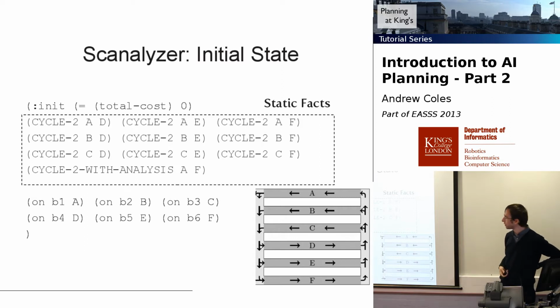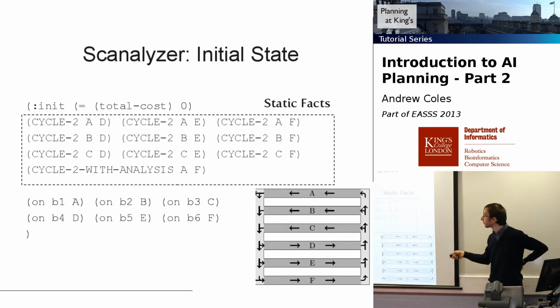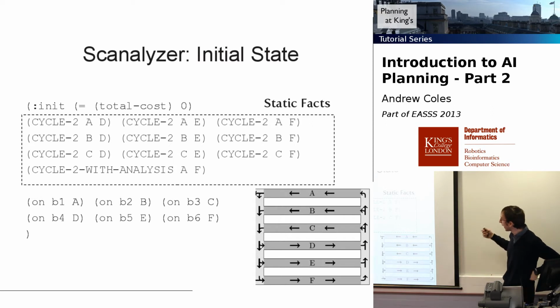The term Amanda mentioned in part 1 of the tutorial was static facts. These are things which never change. We never change the actual mechanics of the greenhouse. We never change which direction the conveyor belts can go and so on. So those facts are static. But where things are, that's not static. That's essentially what the planner's playing with.